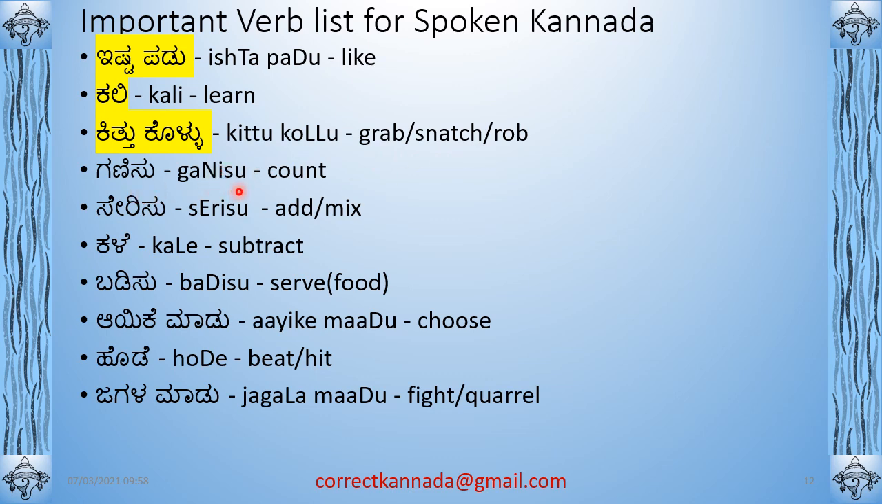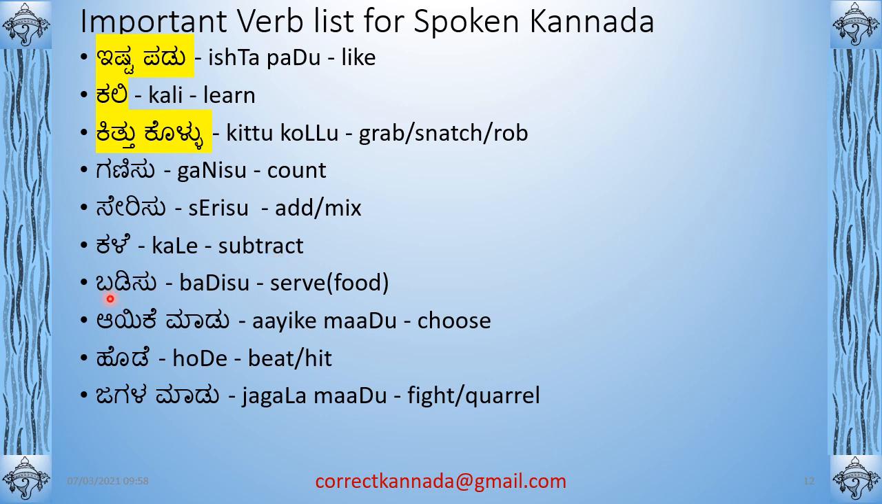Then ganisu is to count. Okay. Seris is to add, mix. Kale again here is to subtract. So we saw this kale on its own means to lose, right? But kale, if you just use it as it is, it means to subtract. Whereas if you use it along with a helping verb, kaledu hogide, kaledu kolde, kaledu kollu, right? That in those places it means to lose. But kale by itself, if you use it means to subtract.